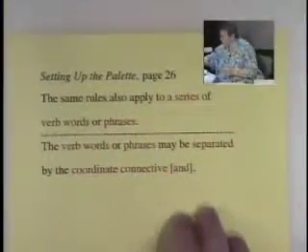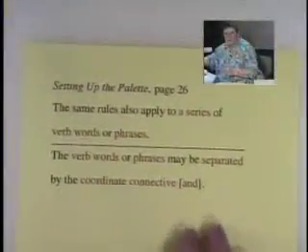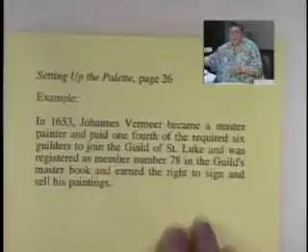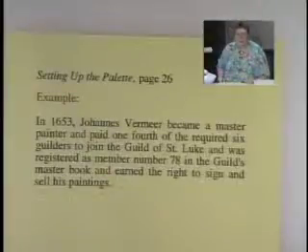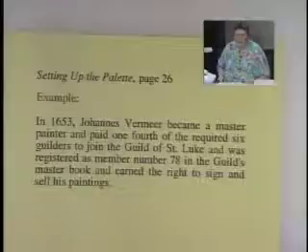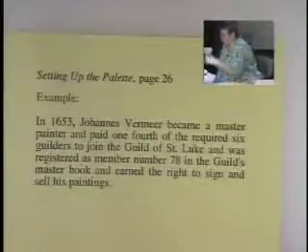Take a look at this. One more time on a series, the same rules also apply to a series of verb words or phrases, and the verb words or phrases can be separated by the coordinate connective and. So here's another example. In 1653, Johannes Vermeer became a master painter and paid 1/4, that's all he could afford, by the way, of the required 6 guilders to join the Guild of St. Luke, and was registered as member number 78 in the Guild's Master Book and earned the right to sign and sell his painting. Scott McDonald, where's your subject?